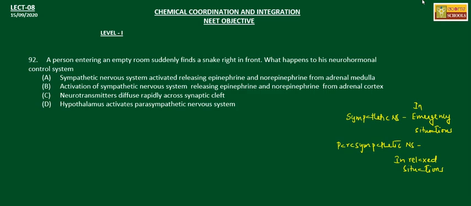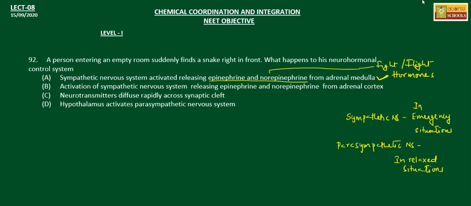So these two hormones are what we call the emergency hormones, and they are called fight or flight hormones. They will help in emergency situations and are released from the adrenal medulla gland. So this is correct. The adrenal medulla region of the adrenal gland, that is correct.